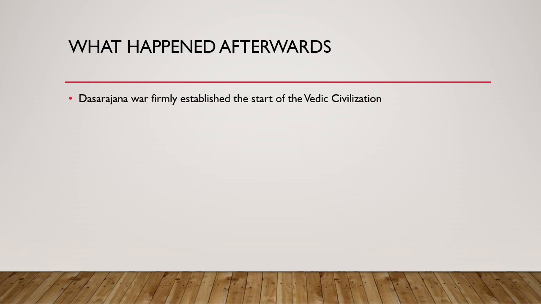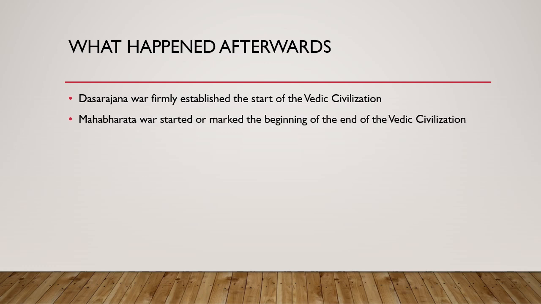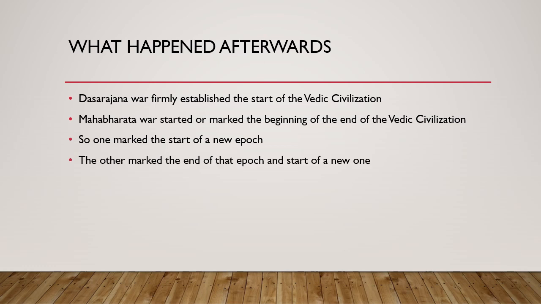Going ahead, so we discussed just before this, that the war of Dasarajana firmly established the Vedic civilization. On the other hand, contrastingly, the war of Mahabharata during the process of Saraswati river drying marked the beginning of the end of Vedic civilization. So the first one, the Dasarajana war, marked the start of a new epoch, while the Mahabharata war marked the end of that epoch and the start of an entirely new epoch.